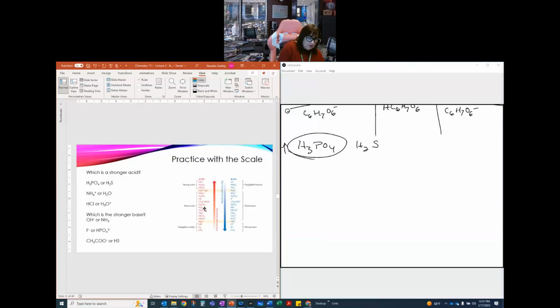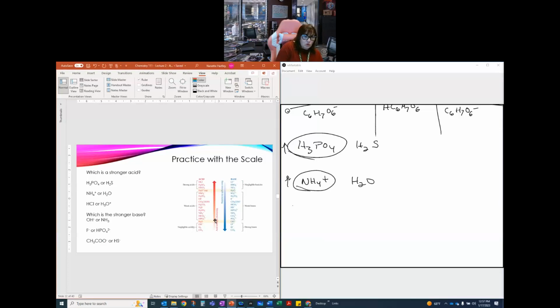Okay. If we talk about NH4+ or H2O, if I look at this, H2O is listed right here. So it's at that break. And we're talking about acids, not bases. So H2O is here, the 4th one up, and then NH4+ is 1, 2, 3 above that. So NH4+ is a better acid than H2O. And again, that's because it's higher in the table.